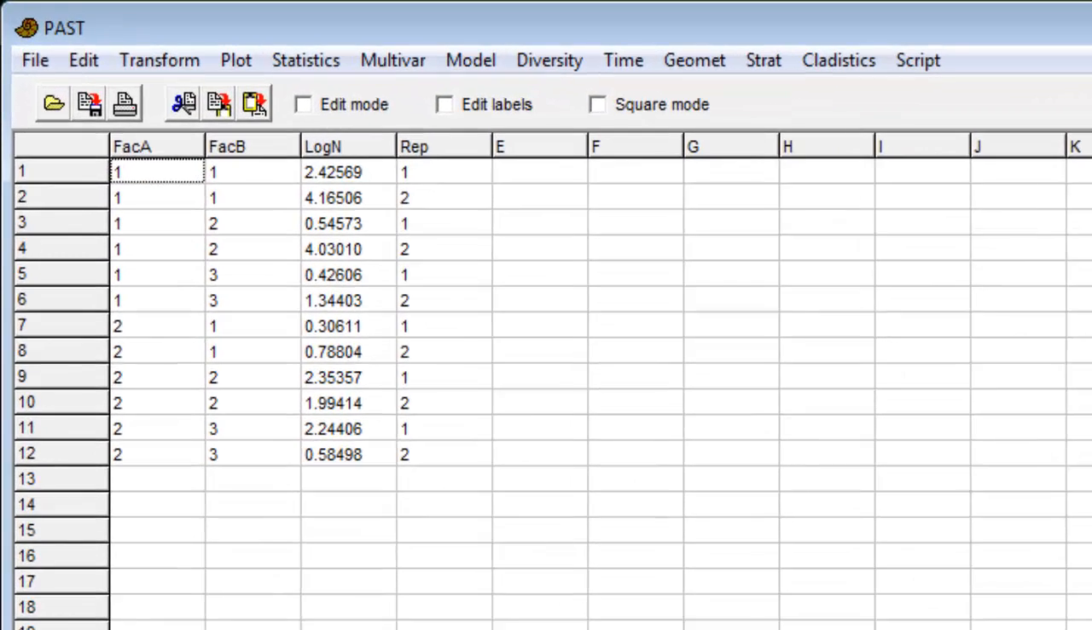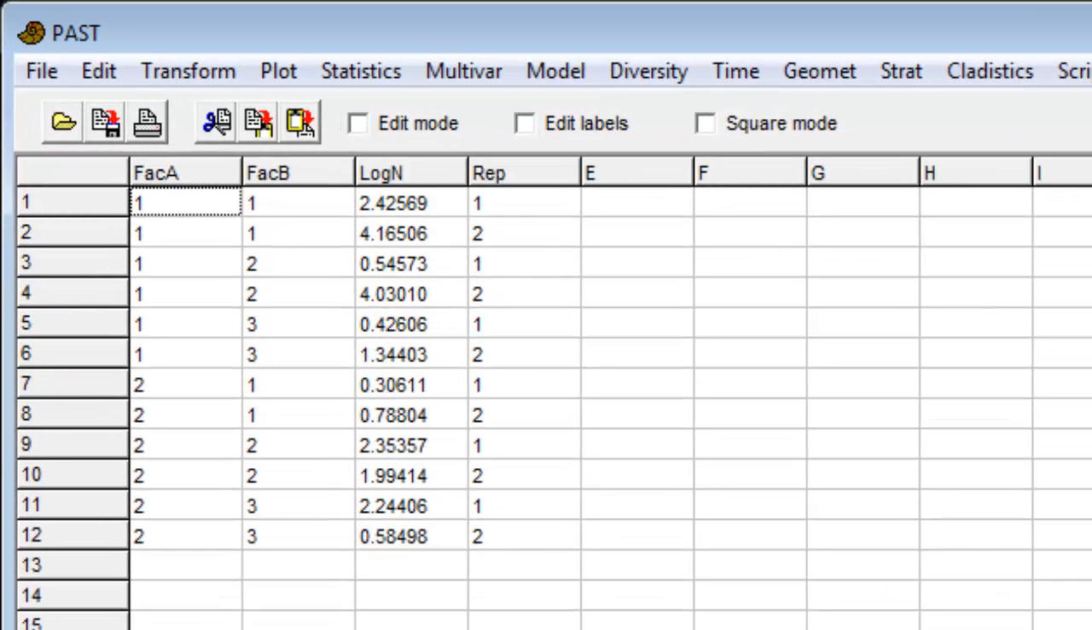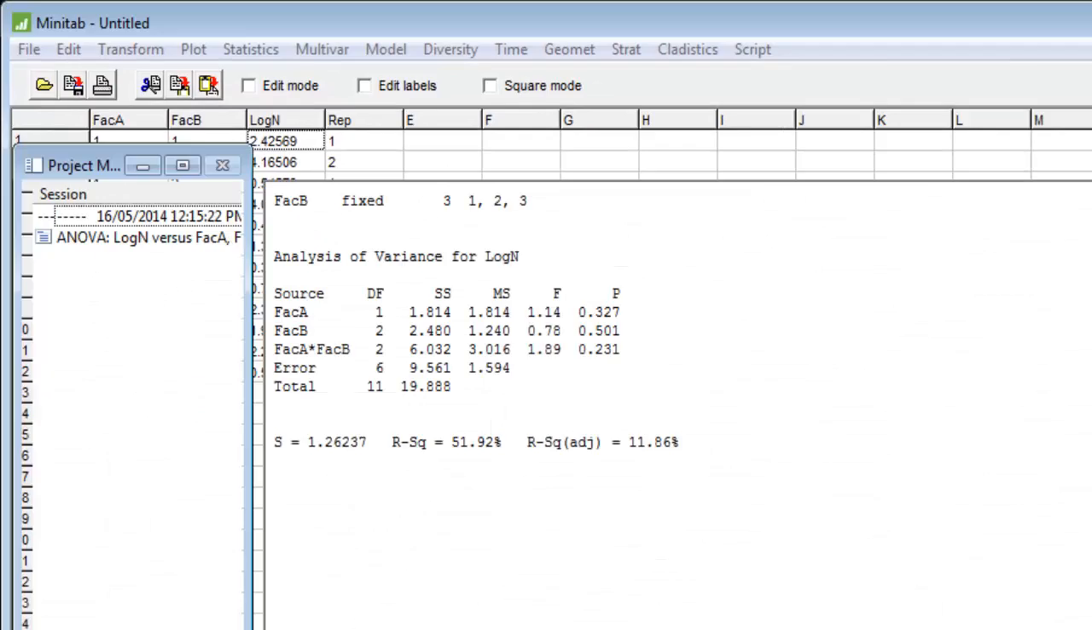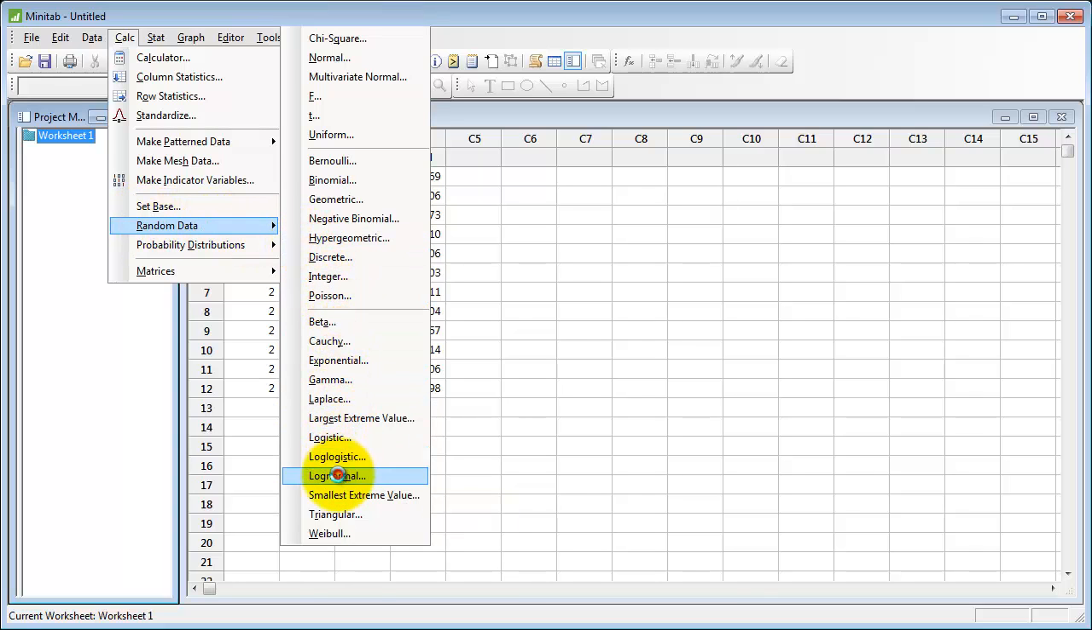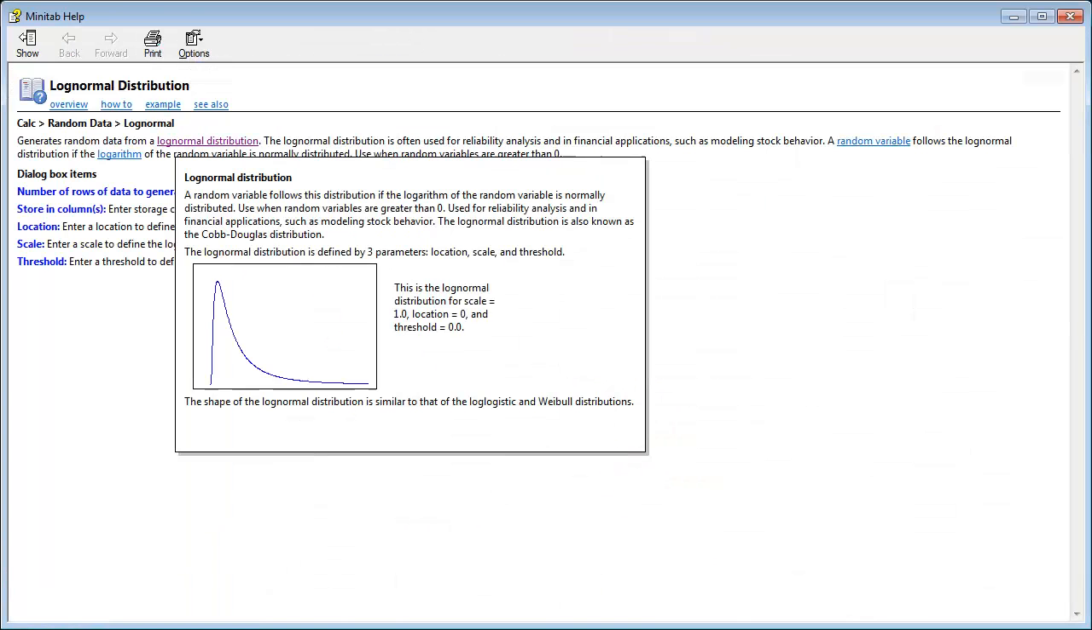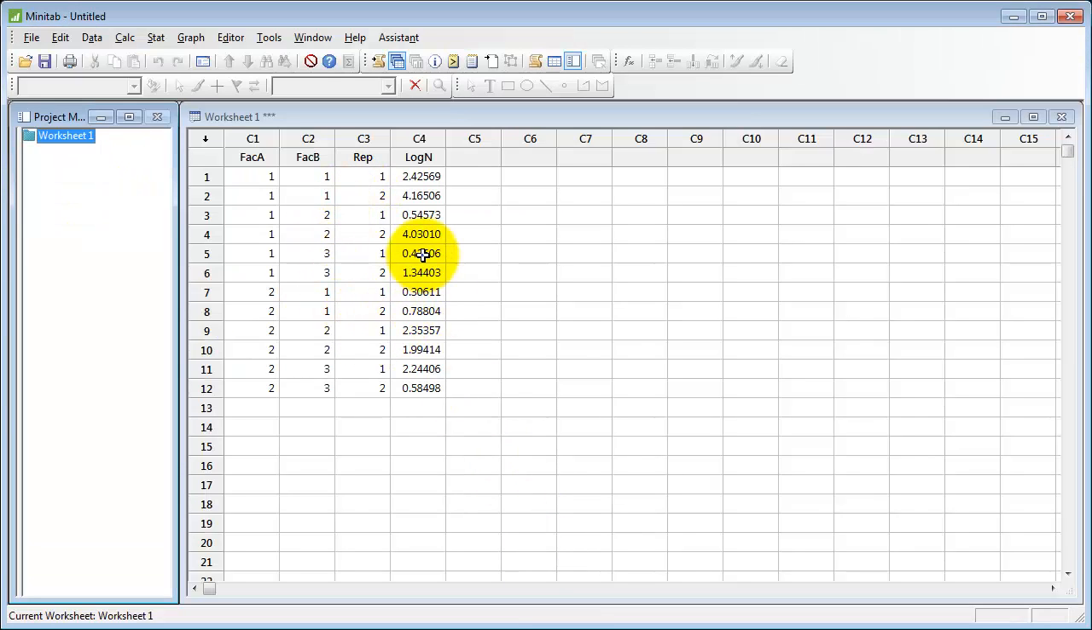Okay, so here in PAST I have some randomly generated data for a two-factor design. So I've got factor A with two levels and factor B with three levels and two replicates for each combination. And here I've got a column of data which are not normally distributed. They are log normally distributed, and that's because I generated them here in Minitab using the calc random data and log normal functions. So there. And those data are going to have a distribution that looks something like that. It's decidedly skewed to the left. It's certainly not normal. And because of the parameters I used, the different groups in here will have different variances.